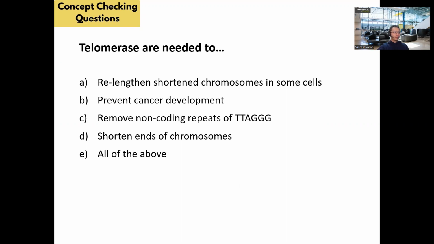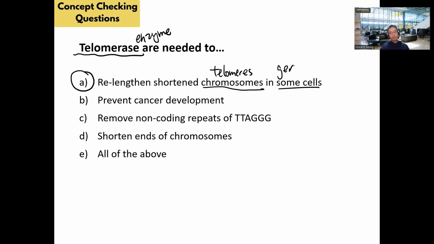Okay, I think this one is causing some divide in the class. Okay, so telomerase, first of all, is an enzyme, right? This is an enzyme. And it's only supposedly normally found in germ cells. So in cells that become the sperm and the egg. And the purpose of the telomerase is to re-lengthen the shortened chromosomes in some cells, okay? Is to re-lengthen the shortened, we can replace this with telomeres, right? Okay, re-lengthen the telomeres in the germ cells.